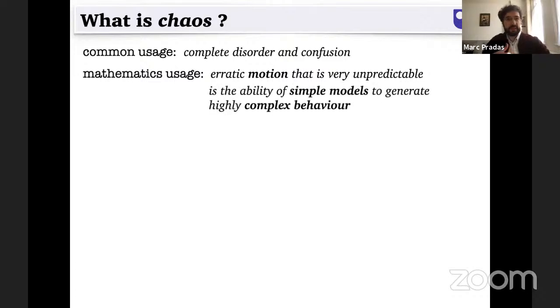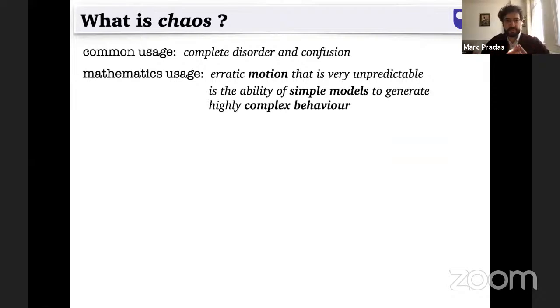Another way would be that chaos is the ability of simple models to generate highly complex behavior. This is a very important message, which we will be exploring in this session: the idea that we have a very simple mathematical model, basically some very simple mathematical rules, and yet they are able to produce highly complicated behavior. We will see several examples of this in this session. But perhaps the best way to illustrate what chaos is is to show you a simple example.